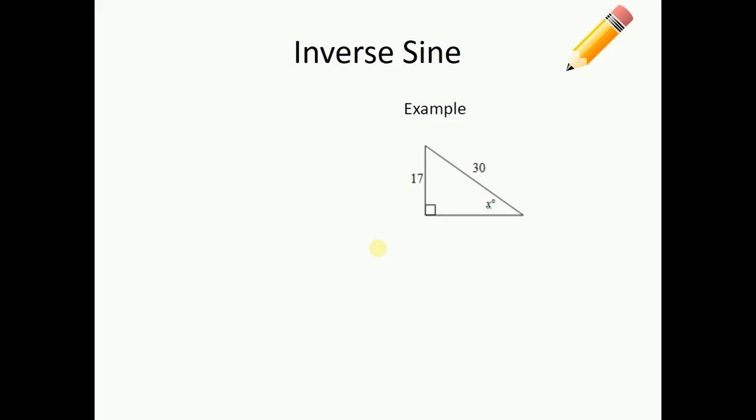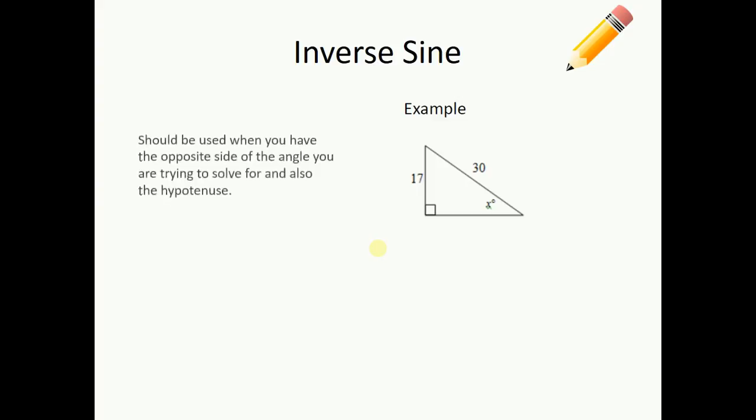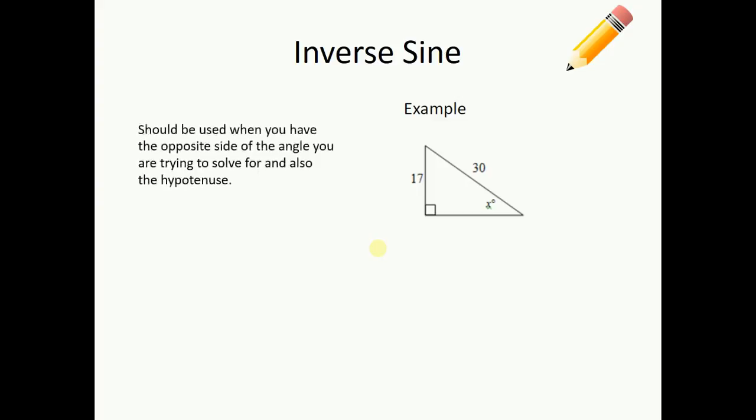So notice, guys, inverse sine. We should use the inverse sine when you have the opposite side of an angle, and you're also trying to solve for the hypotenuse. So you also have the hypotenuse's measure. You need sides this time, not angles.